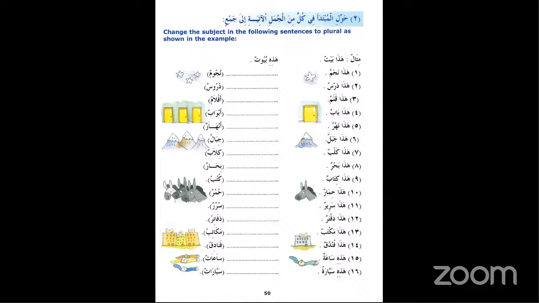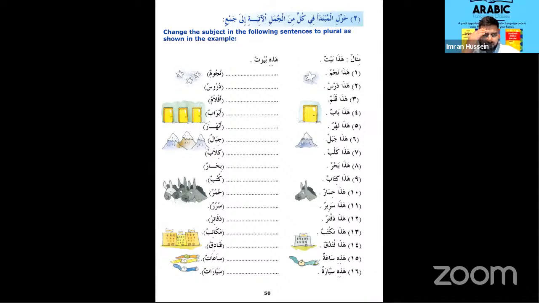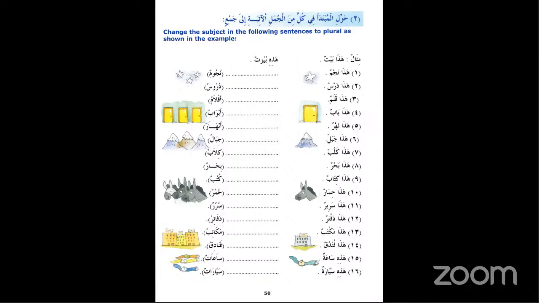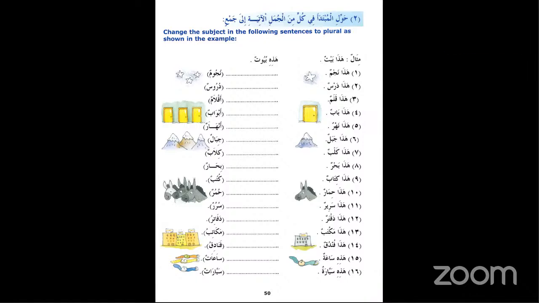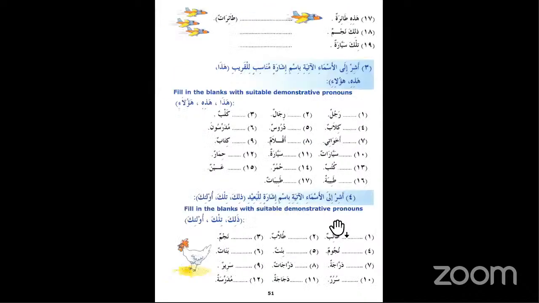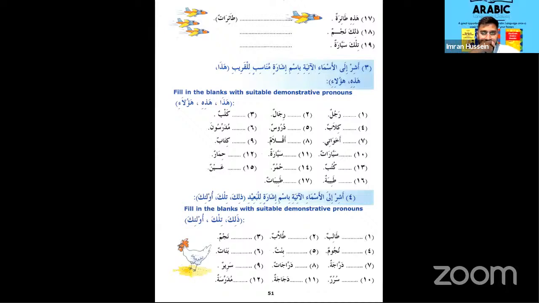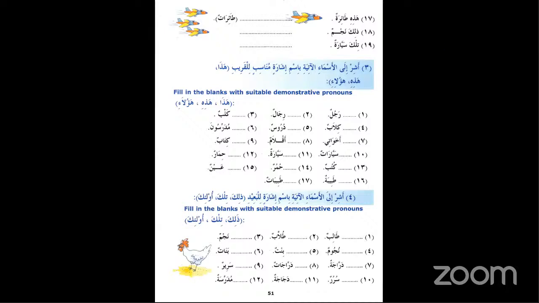Hazihi sayyaratun, this is a car. Hazihi sayyaratun, these are cars. Excellent. I want to say something here. Yes, 15, 16, 17, 18, and 19, I want to do it. Hazihi ta'iratun, this is a plane. Hazihi ta'iratun, these are the planes.